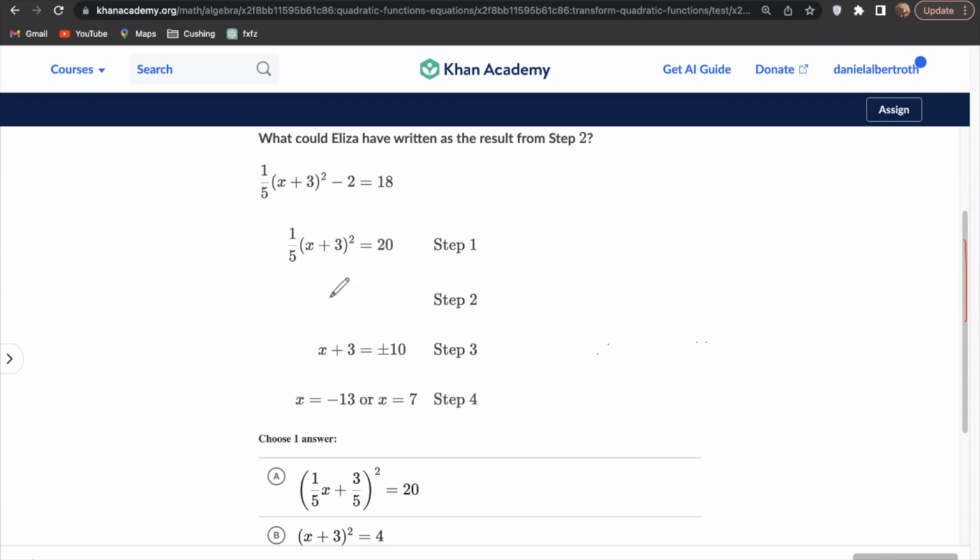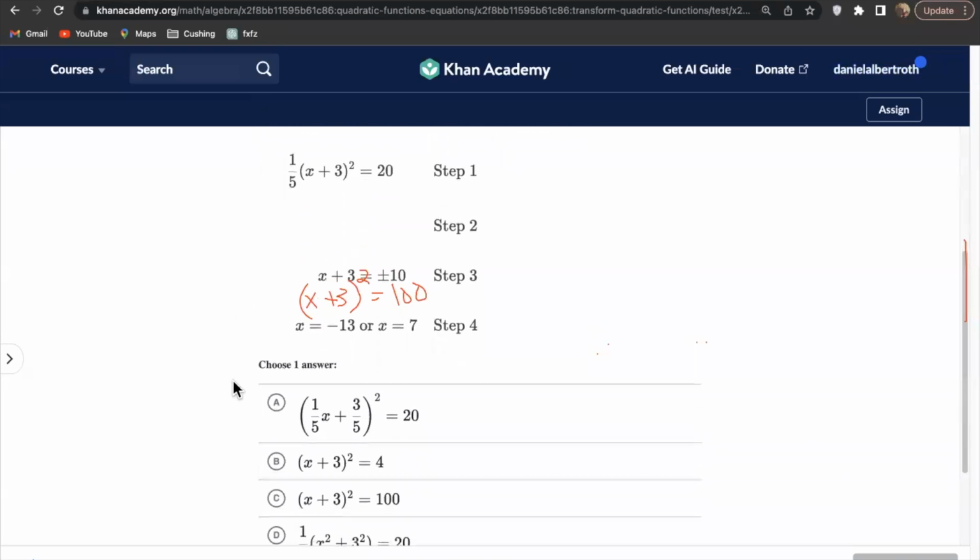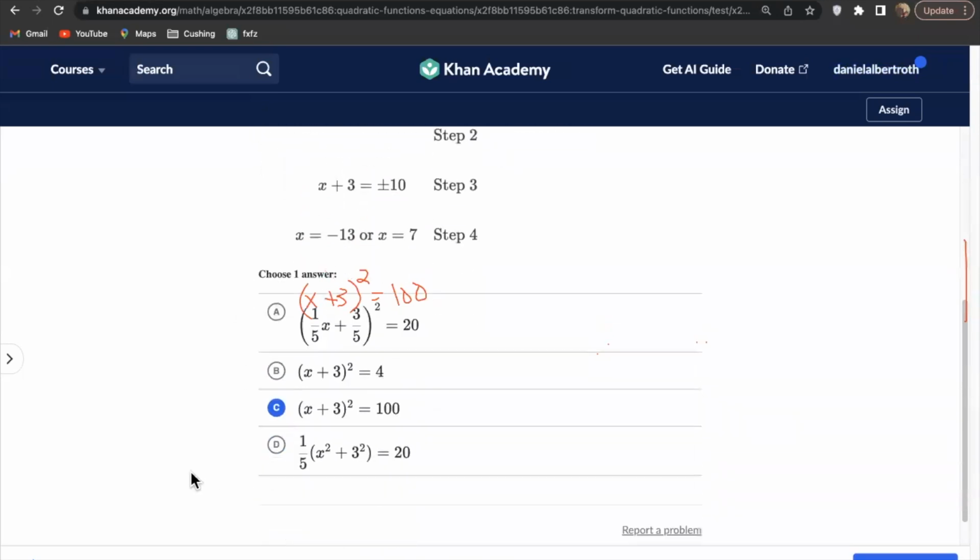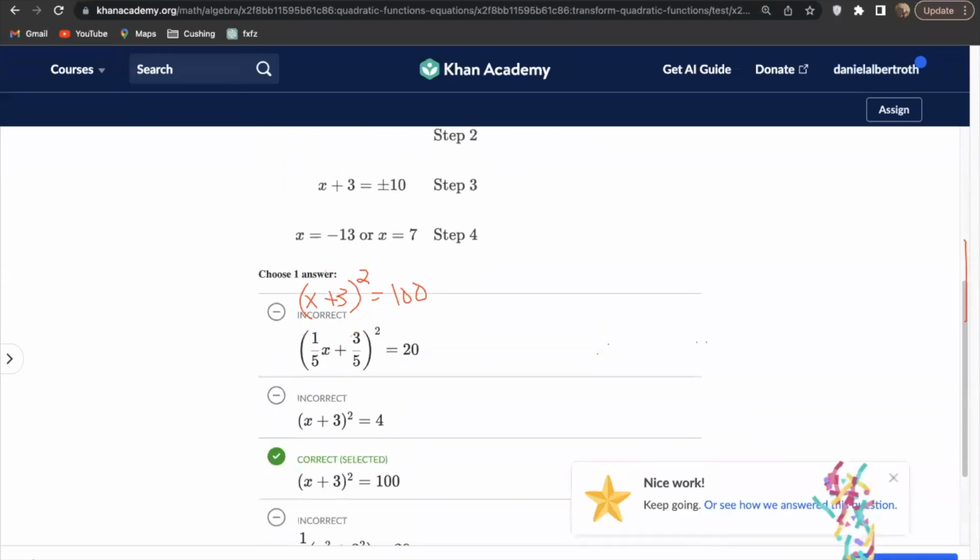The next thing she should do is multiply both sides by 5. That's going to get rid of the 1/5. So that's going to give you (x plus 3) squared equals 5 times 20, which is 100. So this should be the next step: (x plus 3) squared equals 100. So let's check it out. I like C, (x plus 3) squared equals 100. That matches what I have.